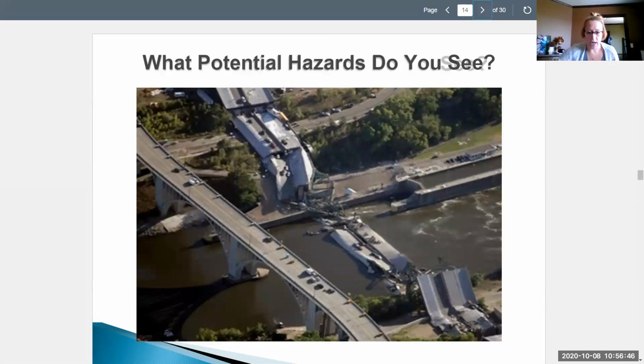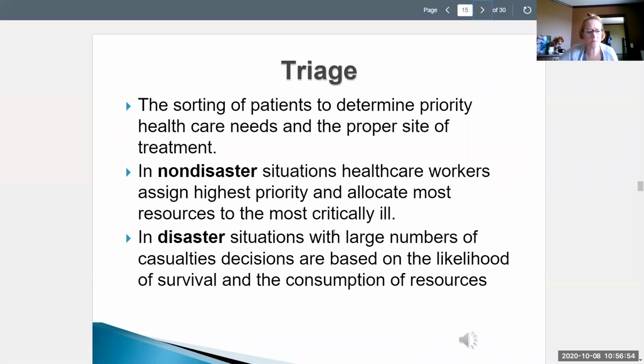So of course, this picture has a lot of potential hazards and is a disaster event. I don't know where that was in particular, but so, triage then. So triage is going to be our main focus on this disaster area, and how we triage patients essentially in the field in these disaster type situations.